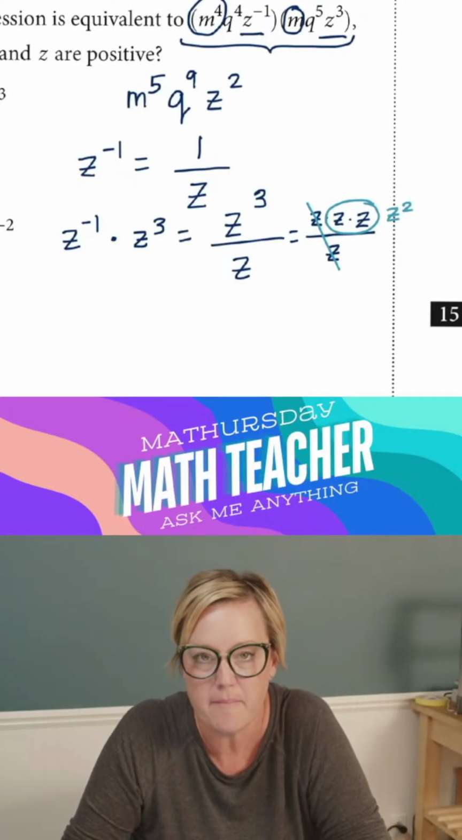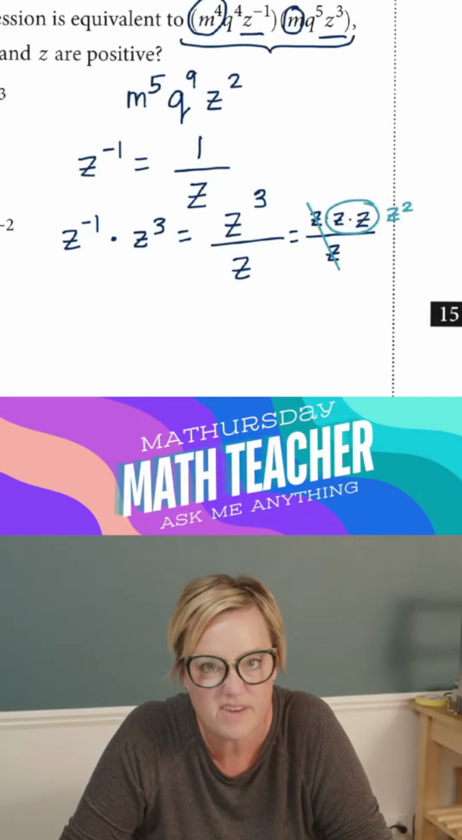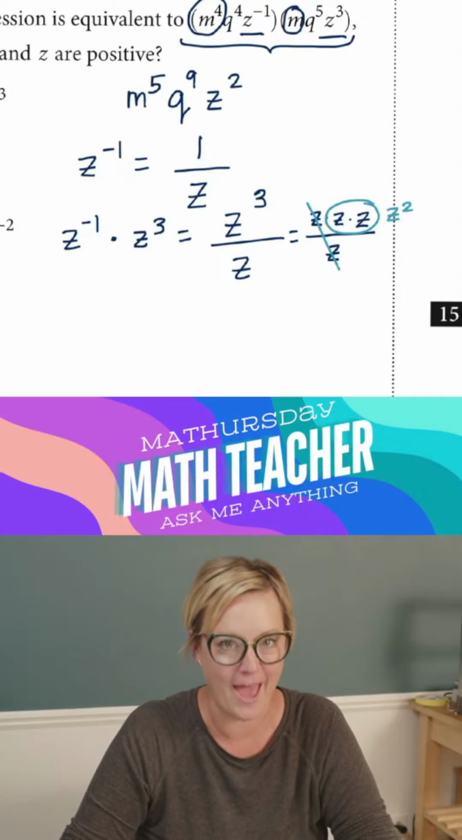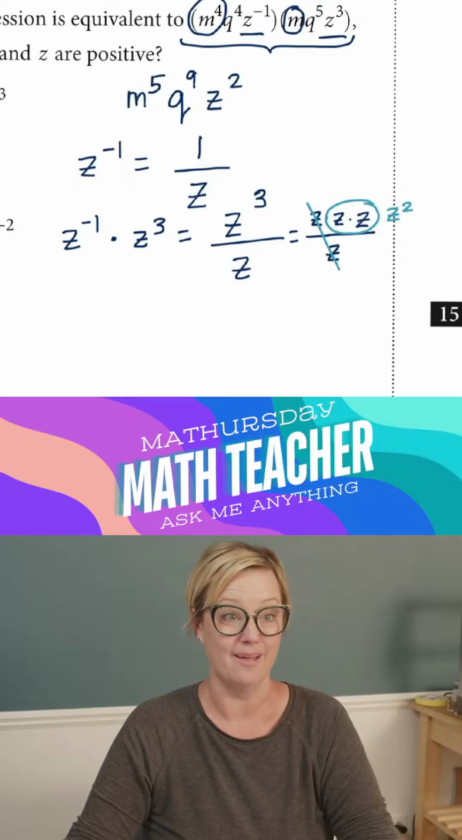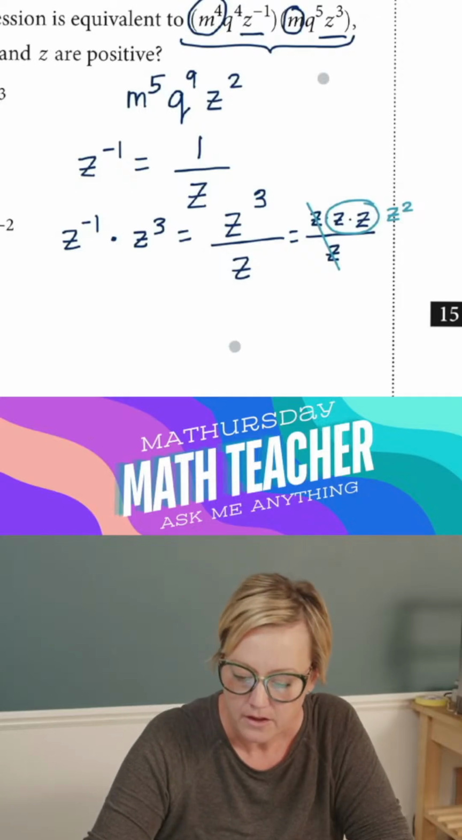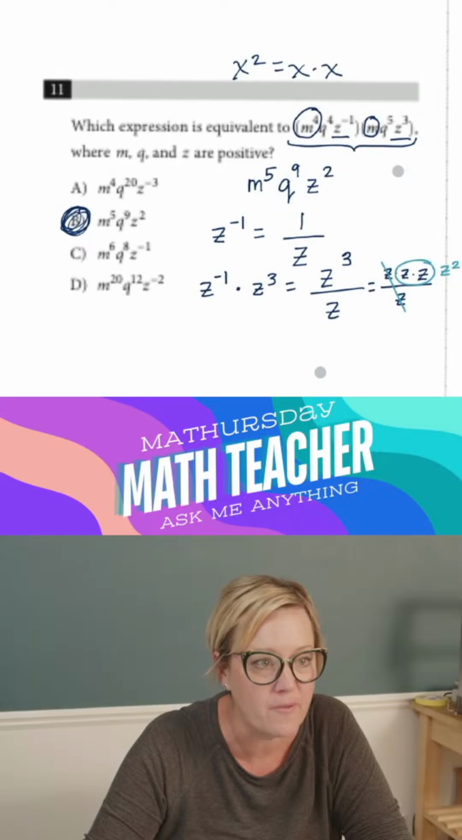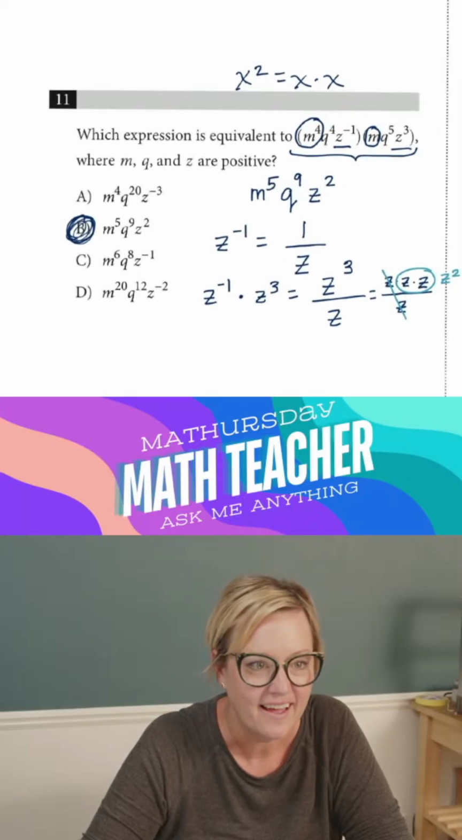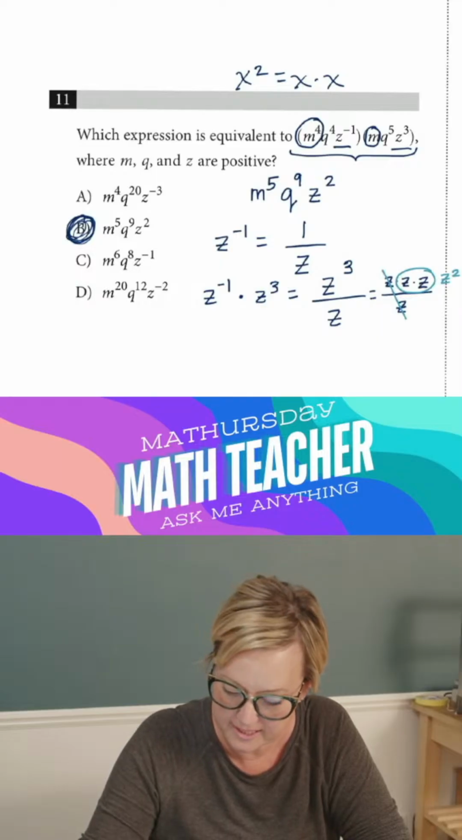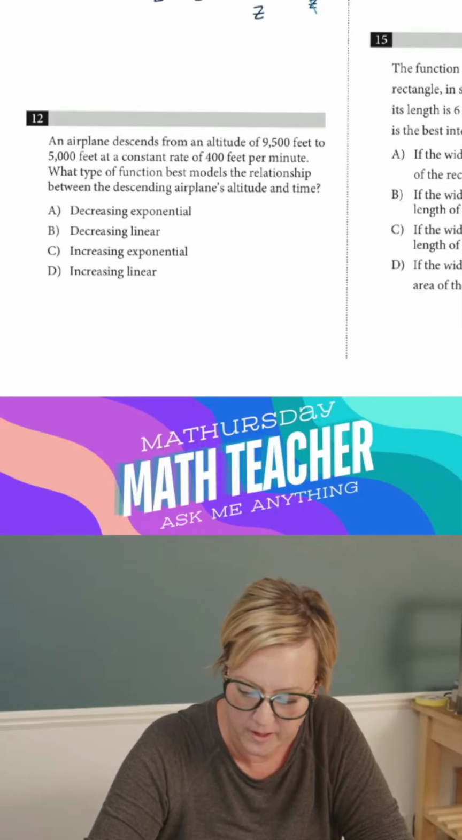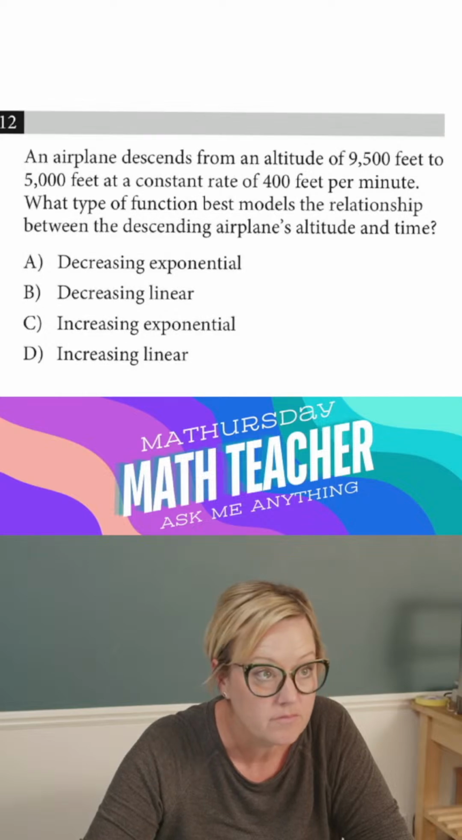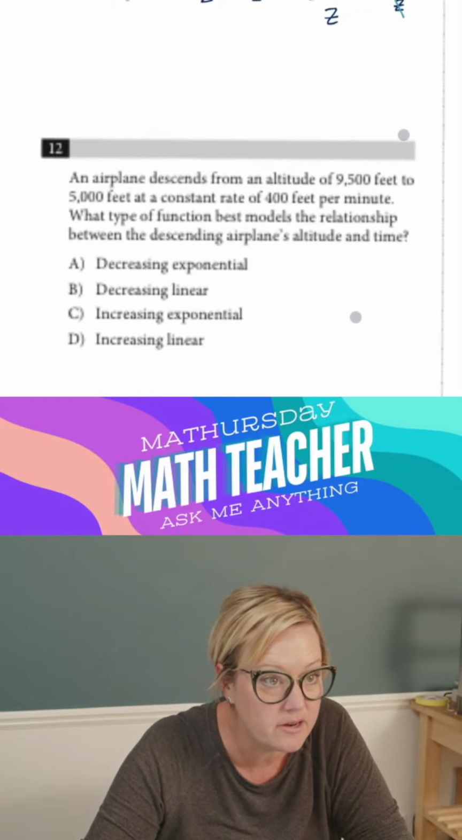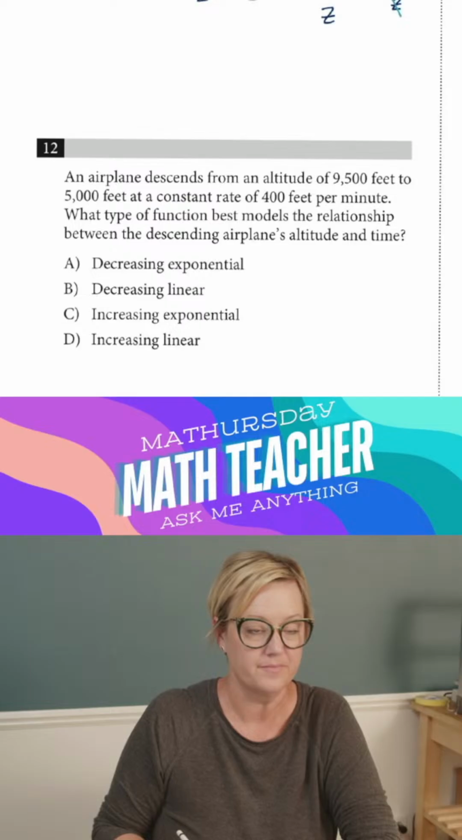Again, does this really matter for this question in particular? No, not really. But will it matter on another question about exponent rules? Yeah, maybe. So there we go. The answer for that one is B. All right, let's do this one. Zoom it out a little bit so you guys can see it.